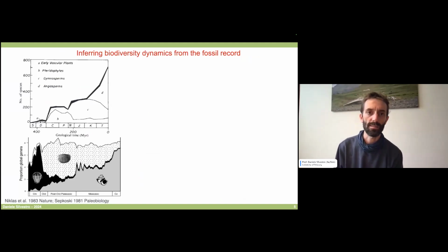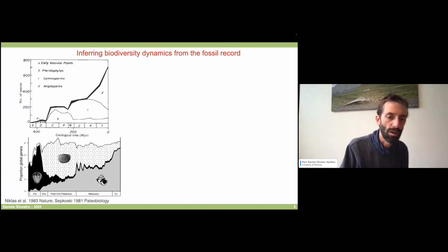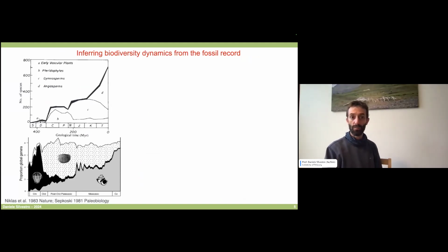And the first question is, can we use the fossil record to understand biodiversity dynamics in deep time? So people have been drawing curves of biodiversity trajectories for a very long time, and this has been extremely important to understand how clades evolved over time, how they replace one another, and so on.